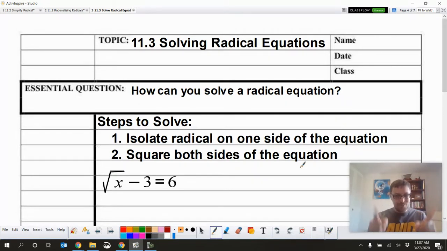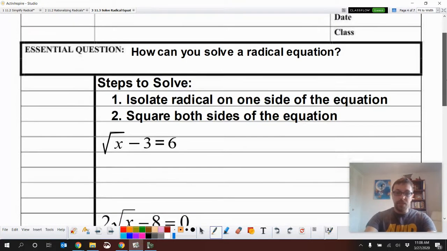Before that, label your notes with your section and your essential question, how you can solve a radical equation. Hopefully you're getting in that good habit. Your steps for solving: you want to try to isolate the radical. So like solving a regular equation, but you are trying to get the square root of x, as you can see in this first example, by itself first, rather than just trying to get x. Now you've got to get the square root of x by itself. Next, you're going to square both sides of your equation. And then you should be done. There might be a couple extra steps after that.